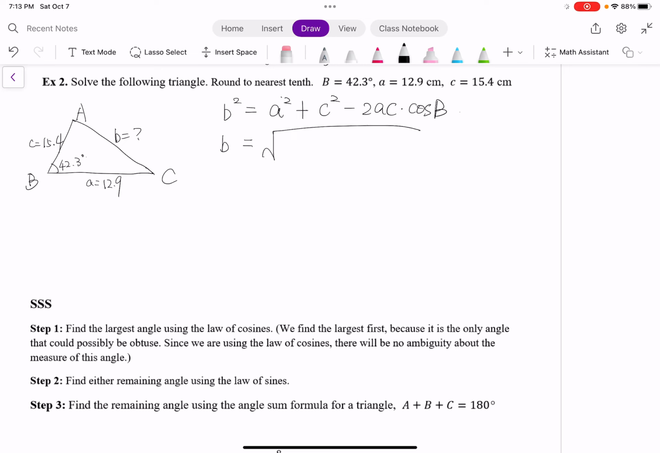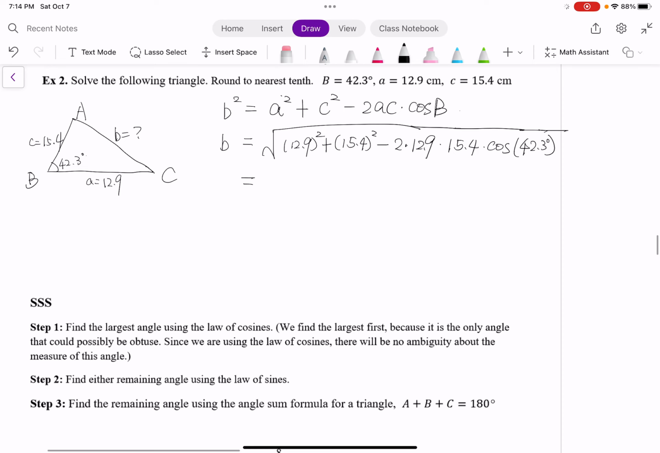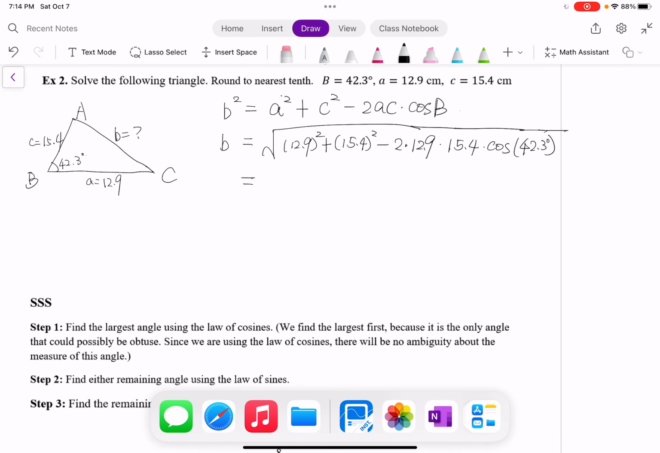a squared is 12.9 squared plus c squared. c squared is 15.4 squared. Minus 2ac, 2 times 12.9 multiplied by 15.4 and multiplied by cosine B, and B is given. B is 42.3, so cosine 42.3. Then we use our calculator to evaluate the value.